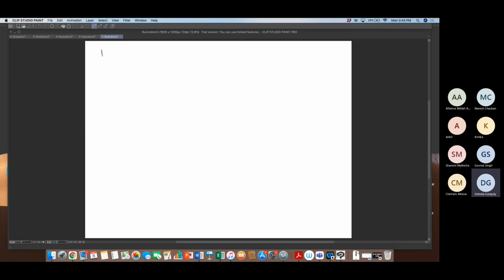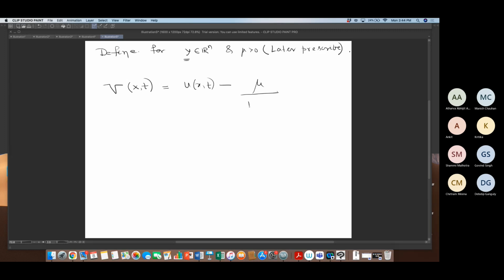So 4a(T plus epsilon) is less than 1. Now define, so very nice analysis will be used. Define, for any fixed y in R^n, and for mu positive, which later will be prescribed, a function v(x,t). How I define v(x,t) is like that: u(x,t) minus mu over (T plus epsilon minus t).